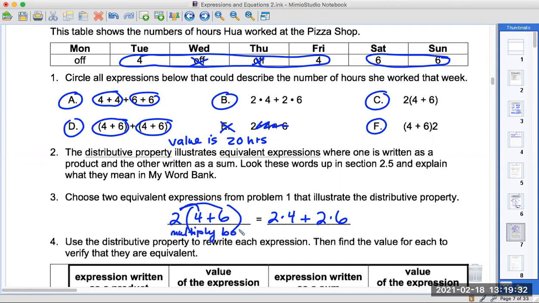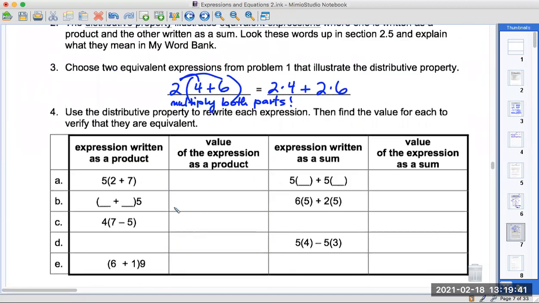Both parts. Because a lot of students will overlook that. And now we're going to fill out this very, very complicated table. But I'm going to give you the example, and your job for homework is to do it yourself.